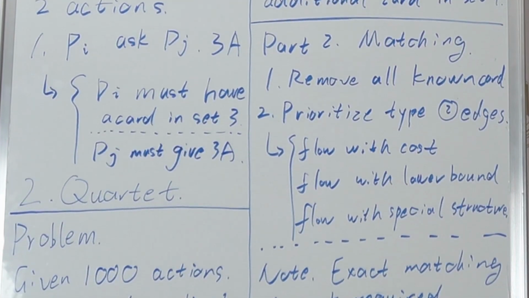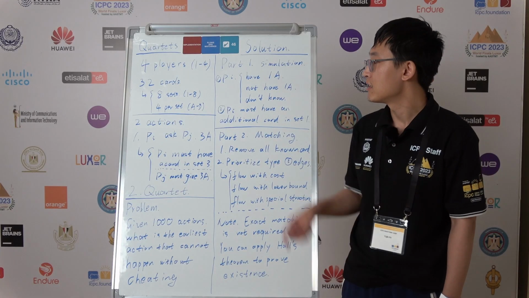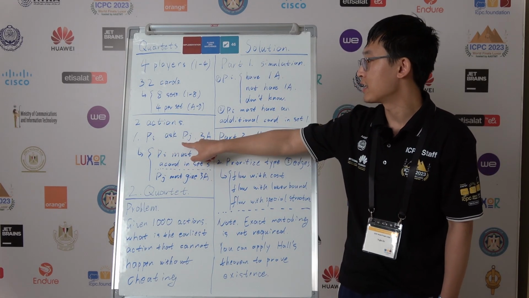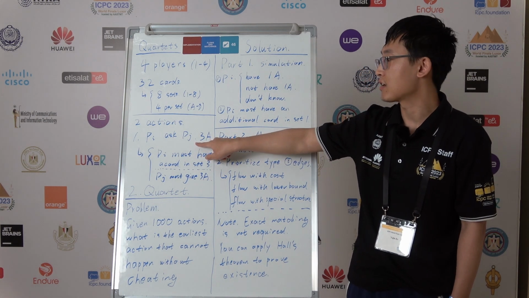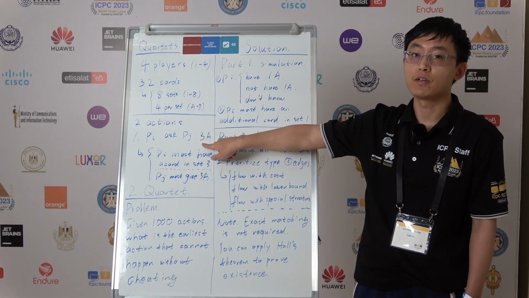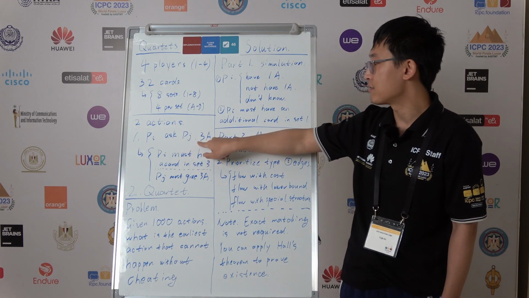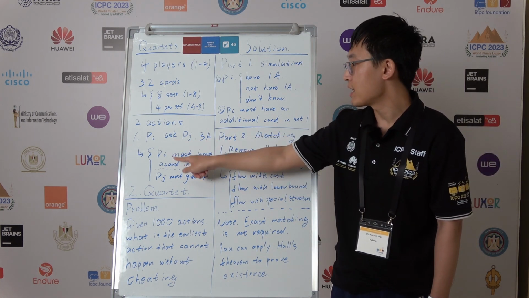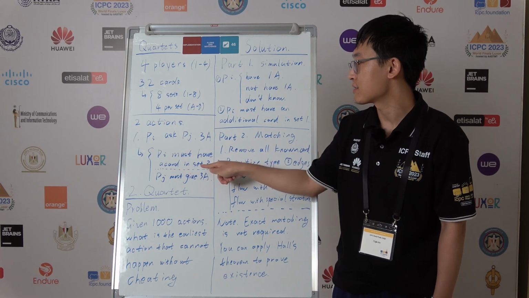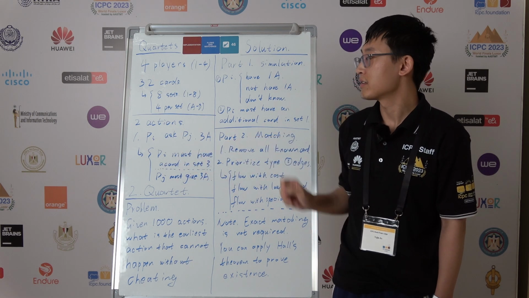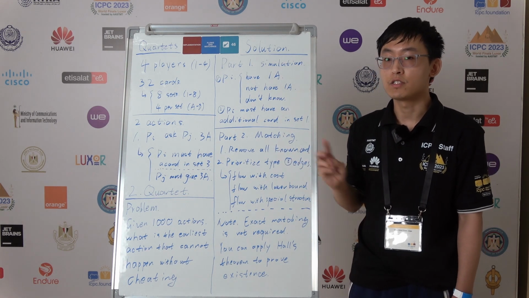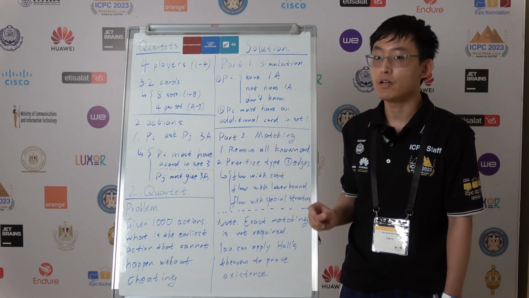During the game, there can be 2 actions. The first action is that one player I asks another player J for exactly one card. In this example, say player I asks player J for card 3A. In order for this to happen, player I must already have a card in set 3 in their hand. Otherwise, they cannot ask this question. After they ask, 2 things could happen: either player J has 3A or they don't.